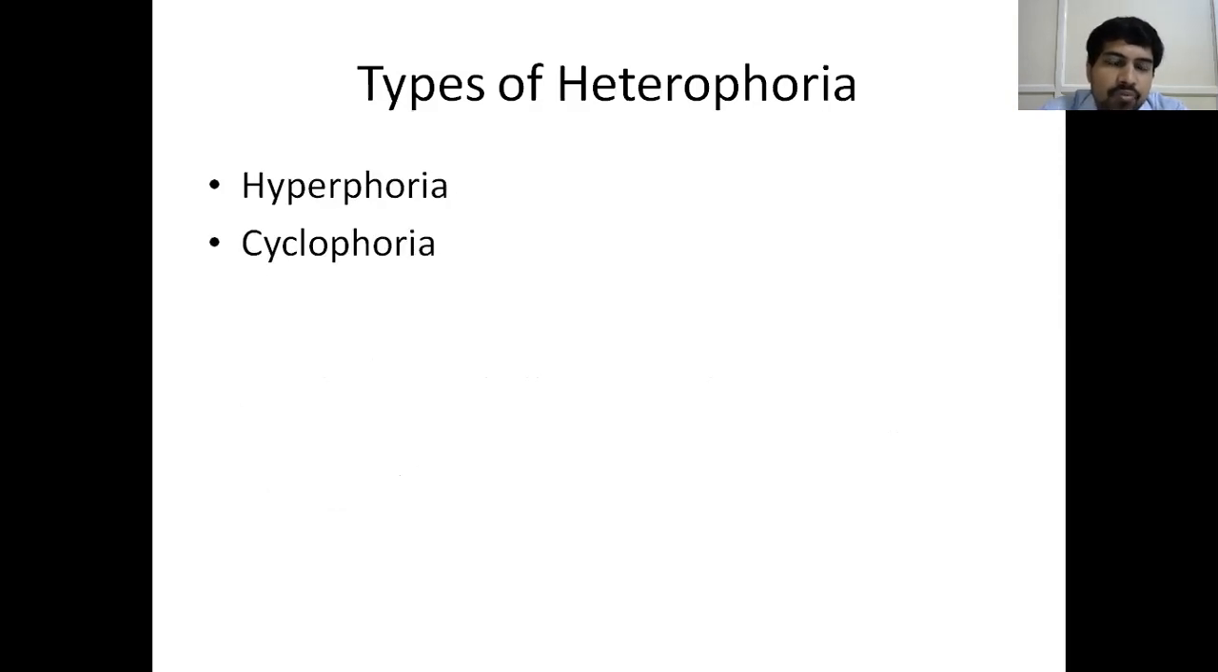And other types are hyperphoria and cyclophoria. So that was only about horizontal movements. If vertically also the eyeball is moving up and down, that is, as I told you, positive vertical vergence and negative vertical vergence. And similarly, cyclophoria, intorsion and extorsion. If that one is also latent, and if you do some tests and that is also getting manifest, it is called hyperphoria and cyclophoria.